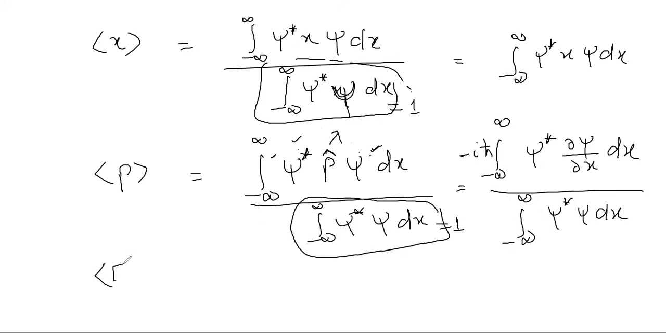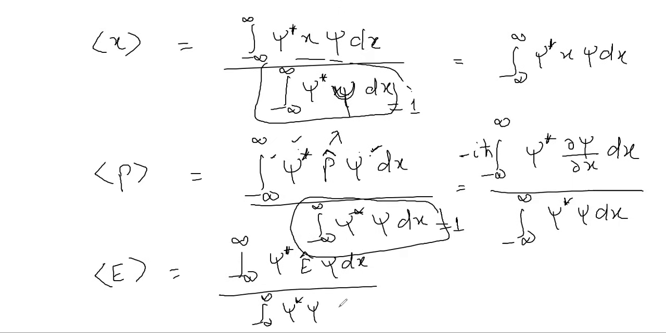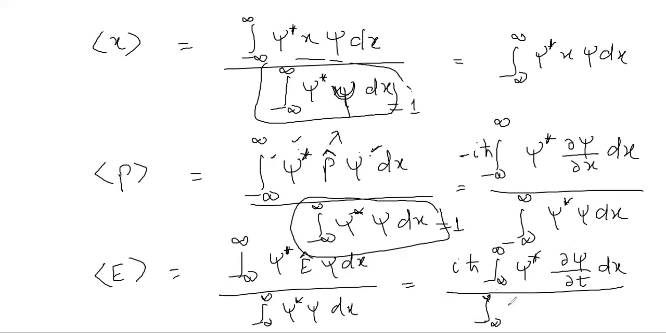Now, if you want to calculate the expectation value of the energy, it would be given by this expression. Integral from minus infinity to plus infinity of psi star, energy operator, psi dx, divided by the integral from minus infinity to plus infinity of psi star psi dx. The energy operator is iota h bar del/del t, so you will have the integral of psi star, curly psi by curly t, dx, over the integral of psi star psi dx. This is how you can calculate the expectation value of energy in this case.